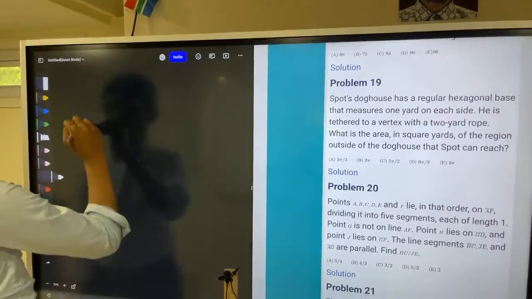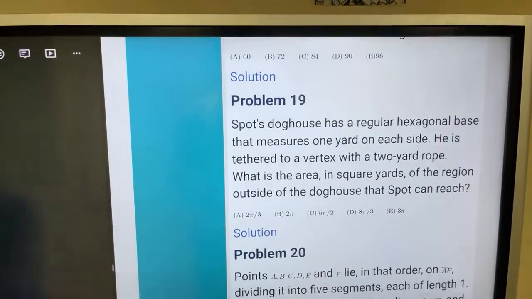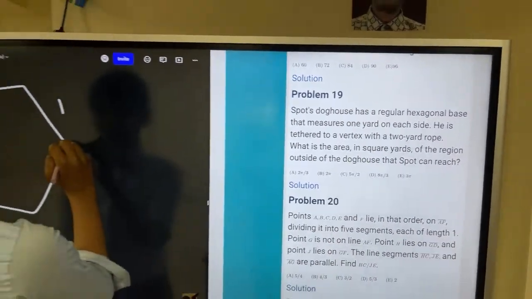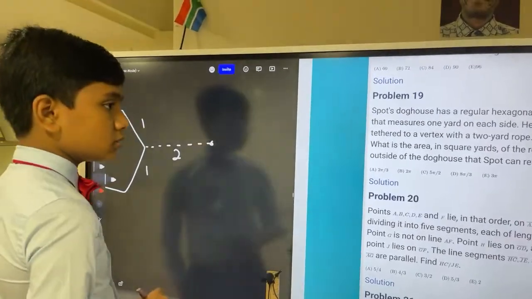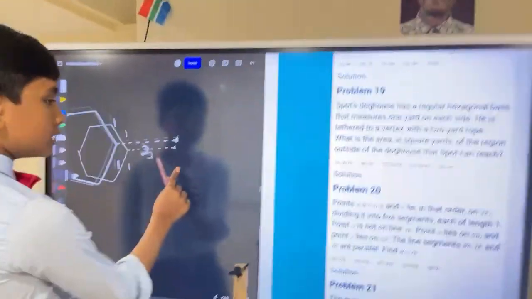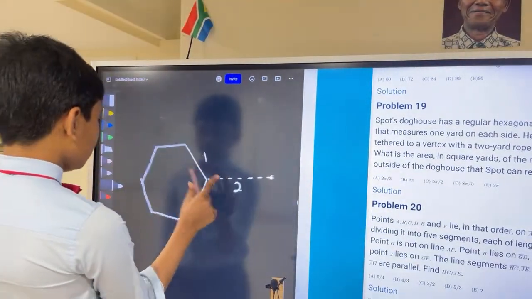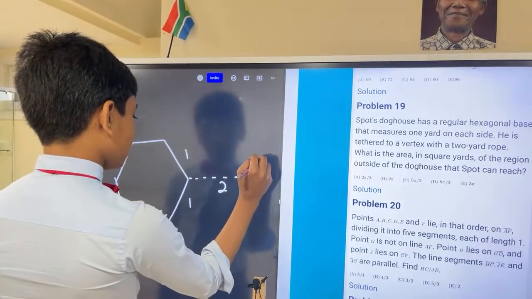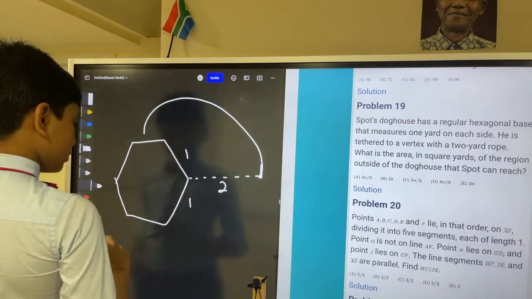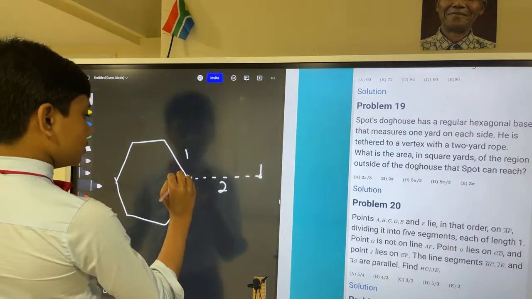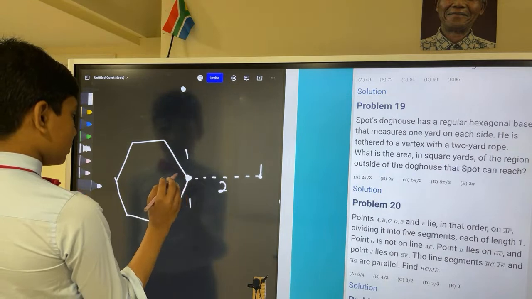Okay. So, he is tethered to the vertex with a 2-yard rope. So what is the area in square yards outside of the doghouse that Spot can reach? Well, it's just gonna be some sort of circle with radius 2 around the base. No? What's this one anyway?